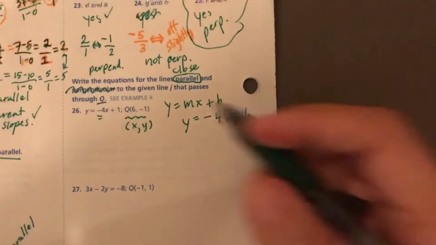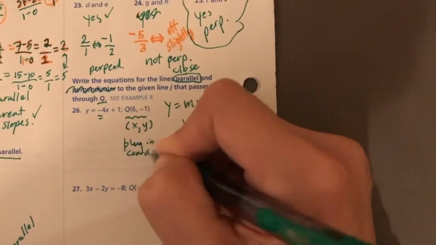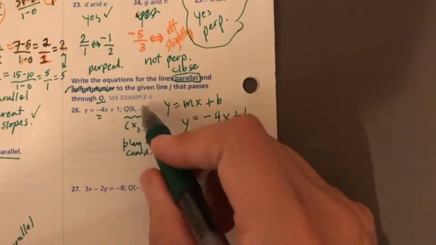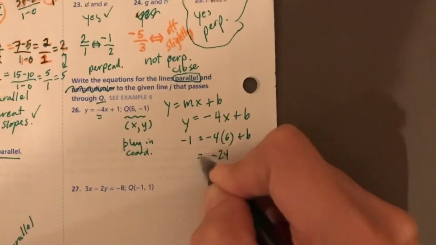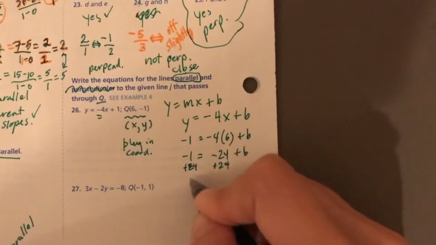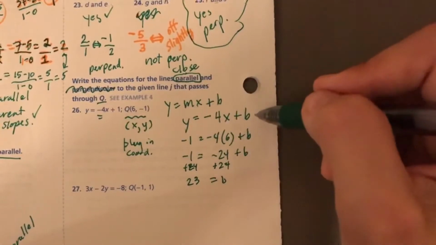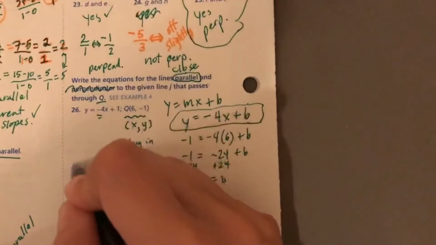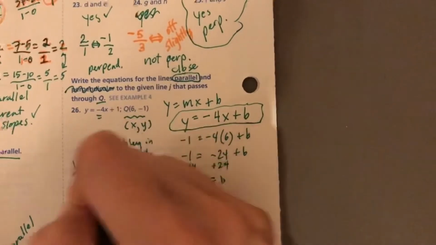And this will help us solve for b. So let's plug in the coordinate. So when x is 6, we'll plug in 6, and y is -1, this will tell us what b is. Okay, so that's -24 plus b, add 24 on both sides, and we get 23. So b is 23. Now we can finish building our equation. So the equation we want to build is parallel, and we can substitute 23 in for b. So y is equal to the slope of -4x plus 23.